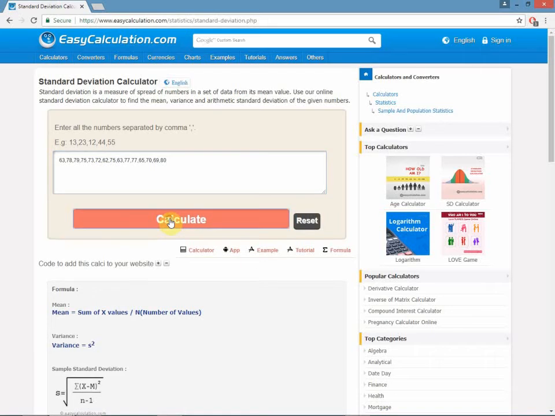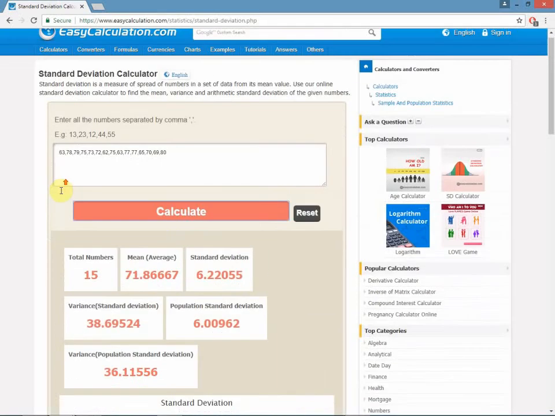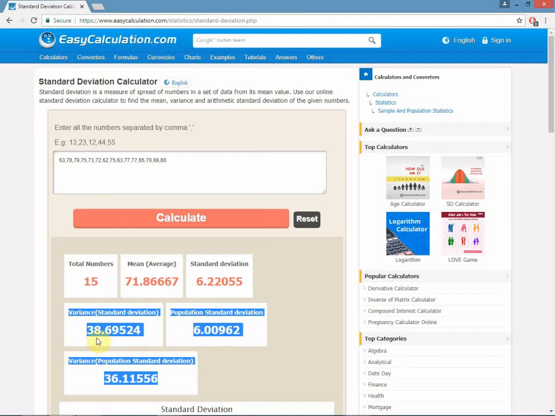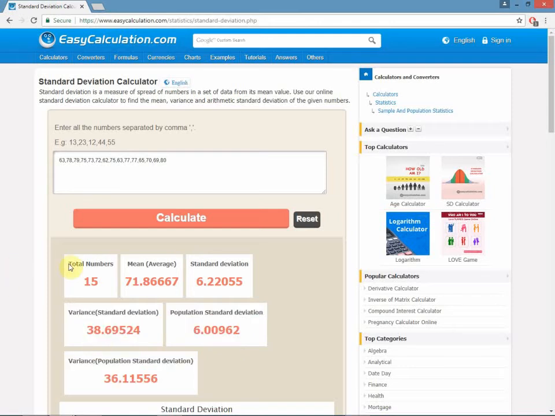I'm going to click on the calculate bar, and it will give me the total number of data that I have, the mean, so I don't have to calculate that either, and the standard deviation of that data as well. The variance, population standard deviation, and variance, all these pieces of information you do not need to know for this course. The scope of this course only covers these first three.